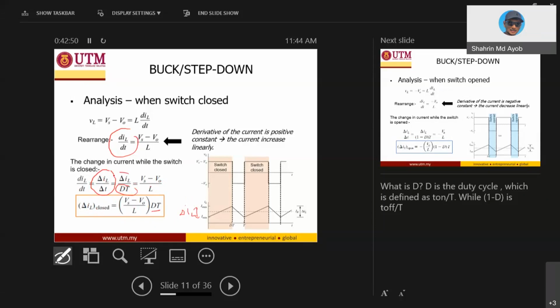This dt, you transfer to here. So that's why this is a very important equation. We want to derive this equation. So the relationship of delta IL during switch on is Vs minus V out over L multiplied with T on or dt.